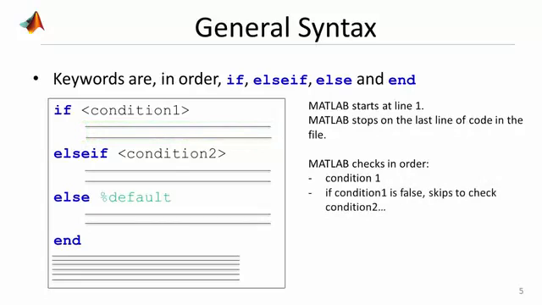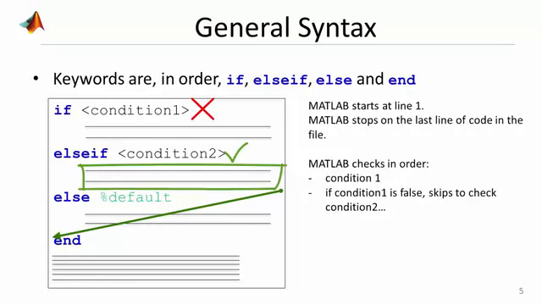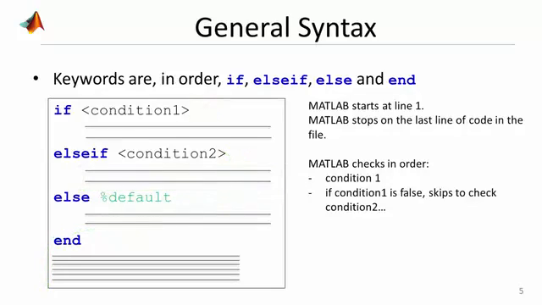If condition 1 is false, however, then MATLAB skips to else if and checks condition 2. If condition 2 is true, then MATLAB will execute whatever is between the else if and the else. Then it will skip to the END keyword and continue on with the code. So as you can see here, MATLAB would have skipped the first part between if and else if. Those lines would not have been executed.